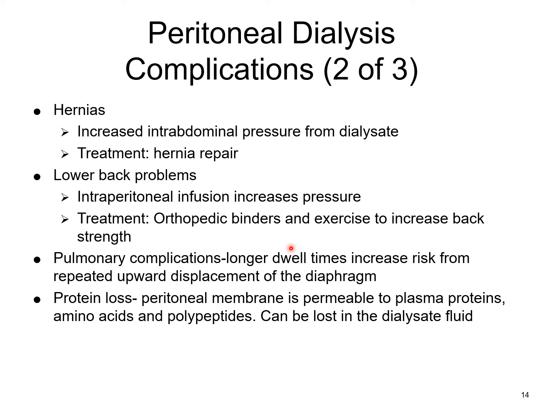Pulmonary complications apparently happen a lot because of the longer dwell times, and so they can increase the risk from repeated upward displacement of the diaphragm. They can get protein loss. Apparently the peritoneal membrane is very permeable to plasma proteins, so some of that can be lost in the dialysate fluid.